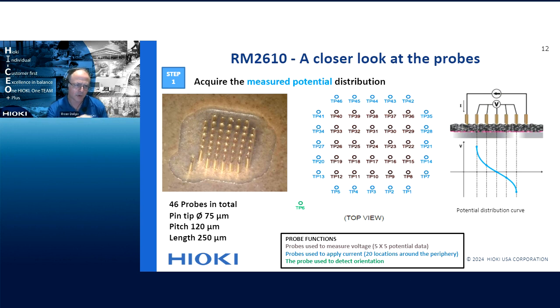So having a closer look at the probes, the probes shown in blue are used to source and sink current, and the inner 5x5 array of probes are used to measure voltage. The entire area is approximately 1 millimeter square, so it's a very, very small area, and the pins are very, very tiny. So we capture, as the first step, the measured potential distribution.